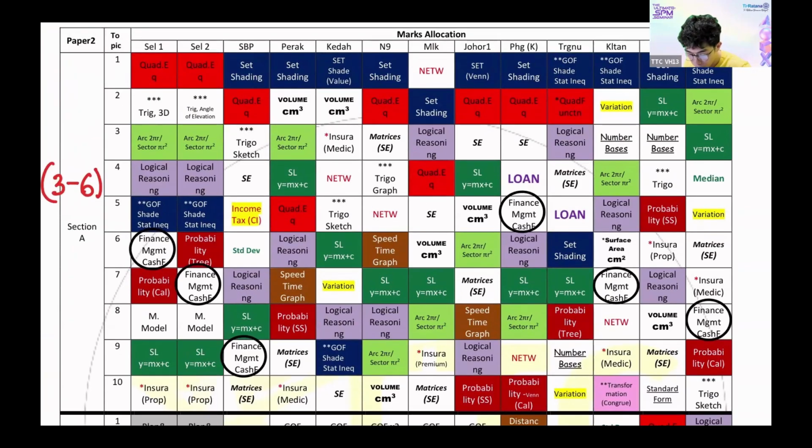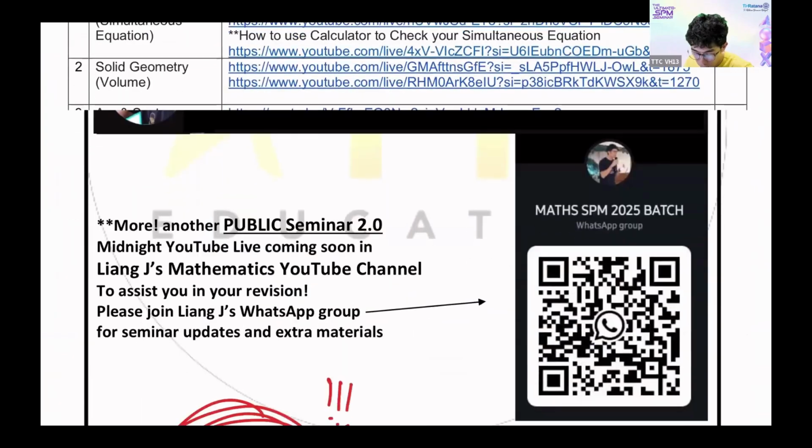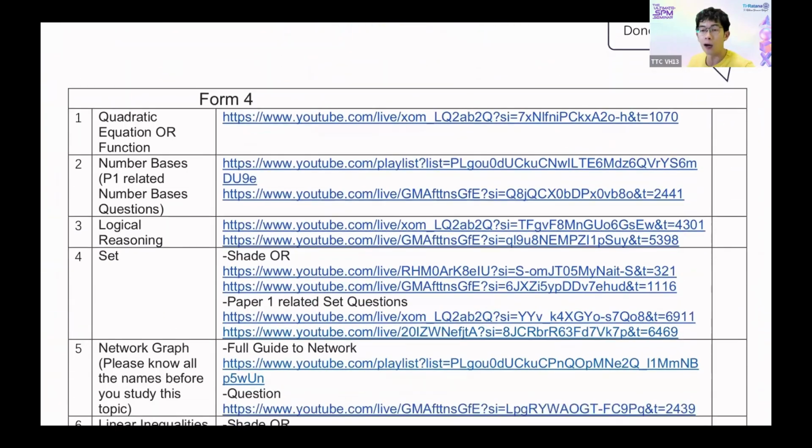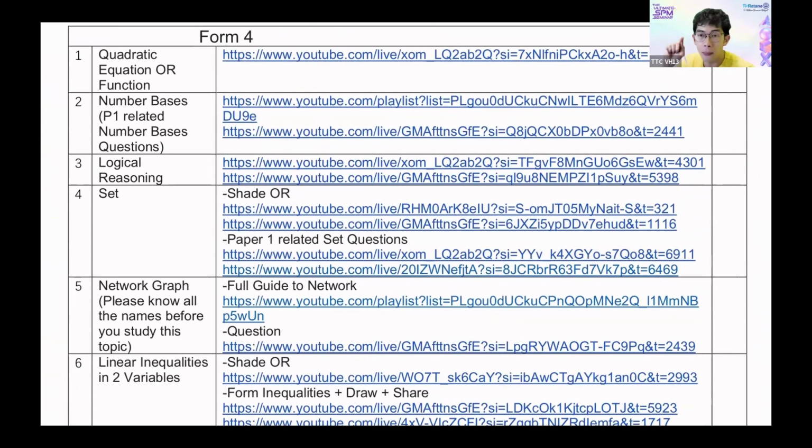Then you go back to the touchable link, then you scroll down, you go to Form 4, is it? Wow, logical reasoning. Then you tap on the link. It's a PDF file, you tap. You tap on the link, the blue color link, then it will fly you to that specific YouTube video. Okay, got it. Now, of course, you don't watch every single thing. Okay, you watch something that you don't understand.